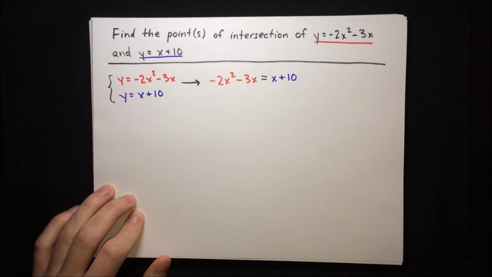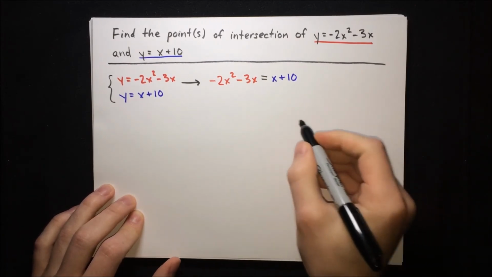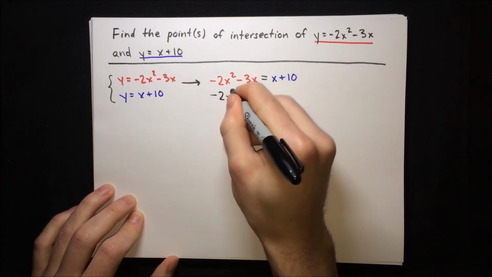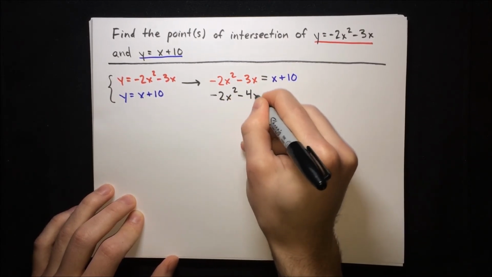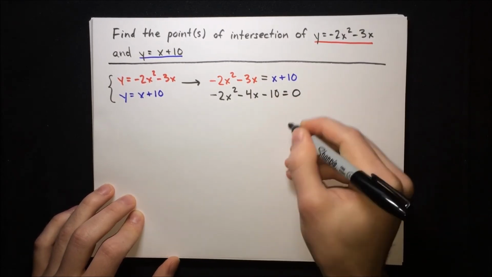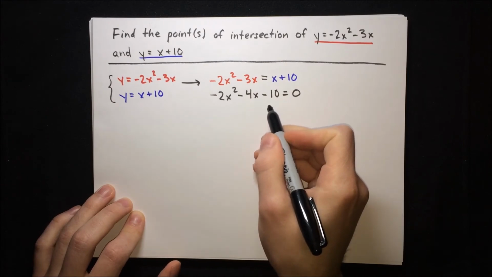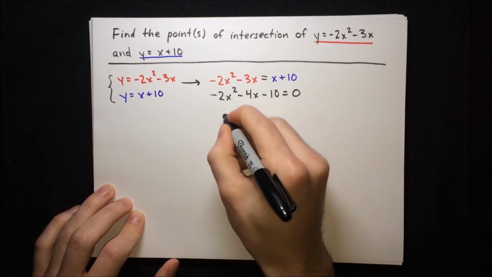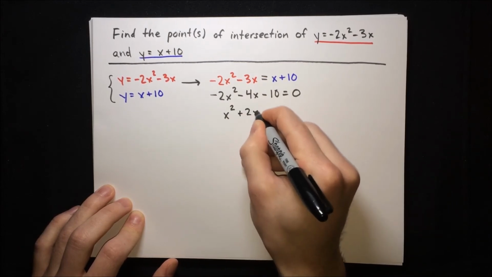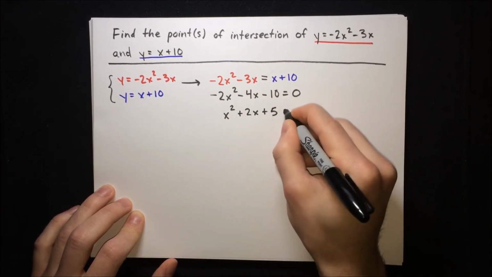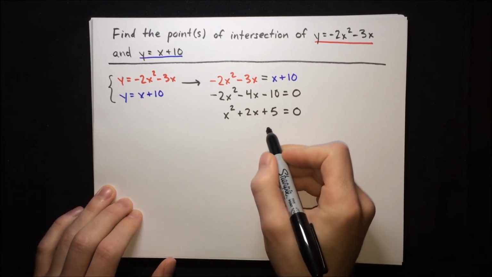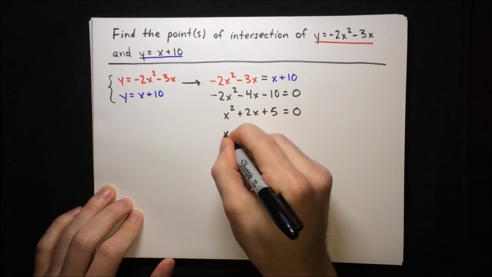Now we've got our equation in terms of x, and we can solve it. So let's subtract x. We get negative 2x squared minus 4x, and we'll also subtract 10, so minus 10, that's equal to 0. To make this a little bit simpler to solve, let's divide by negative 2. So this just becomes x squared plus 2x plus 5 equals 0. And this doesn't factor really cleanly, so we'll just use the quadratic formula.